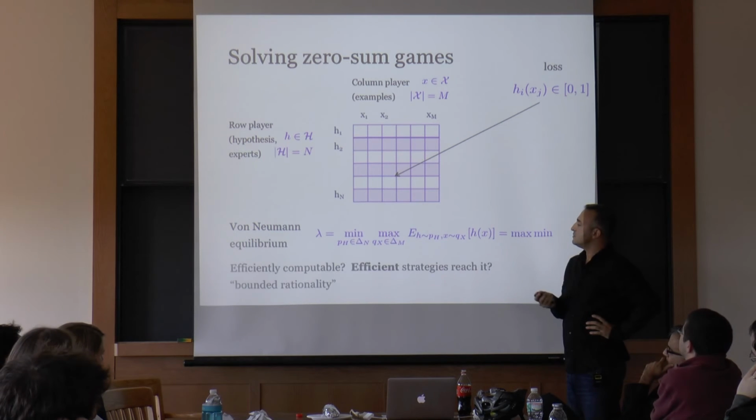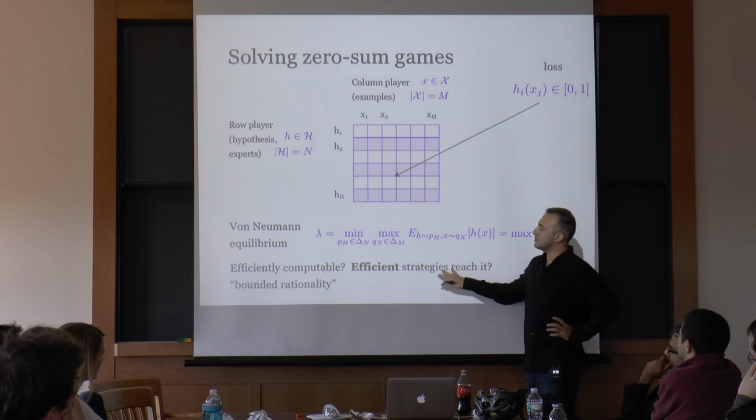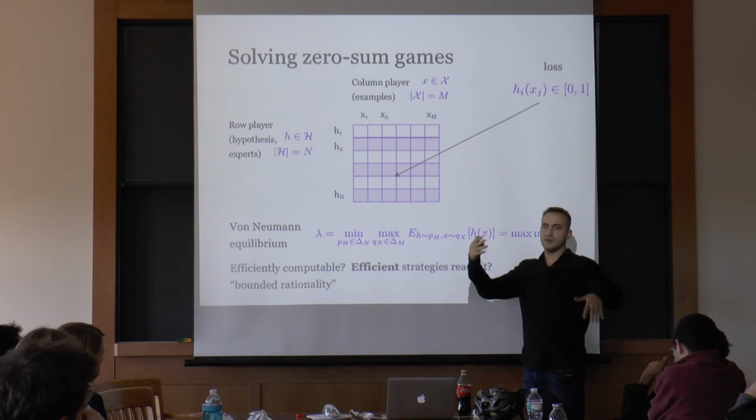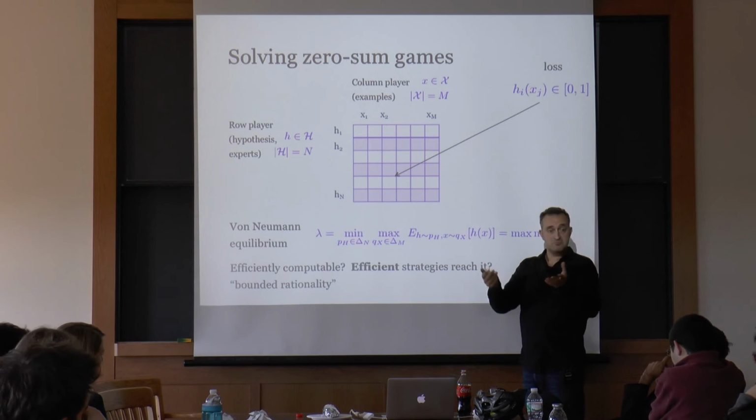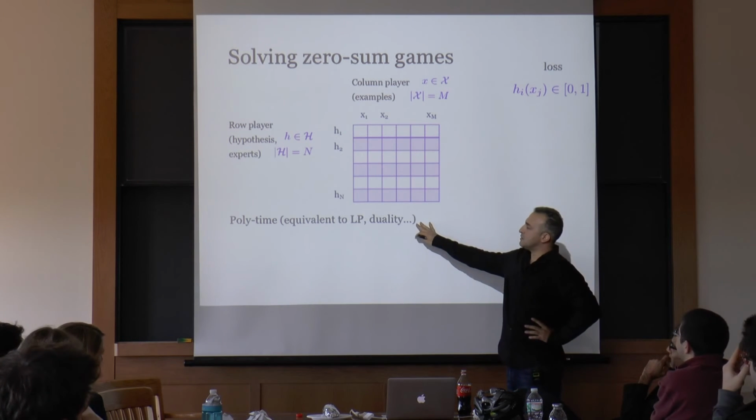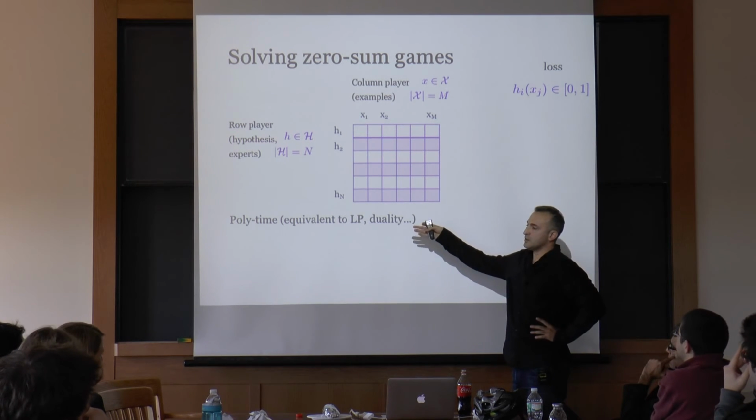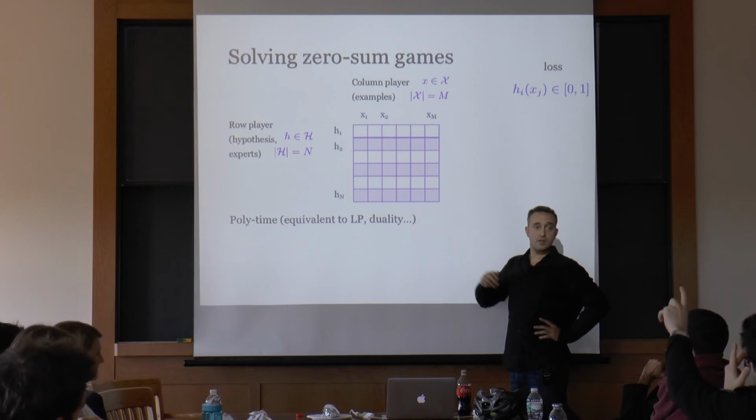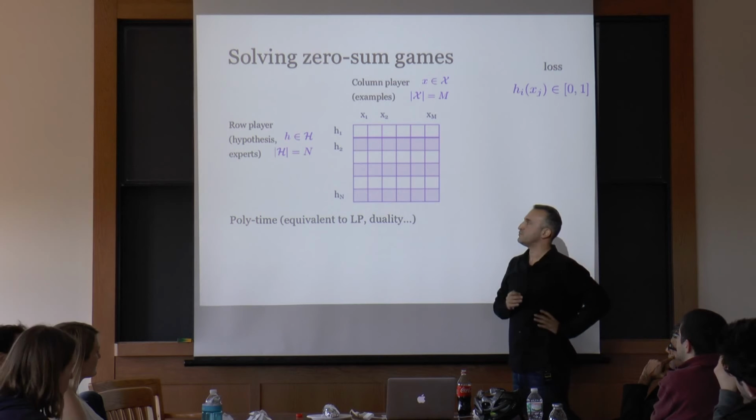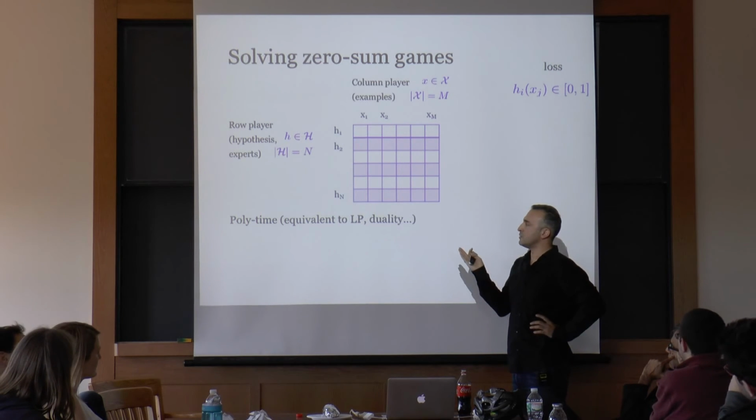And indeed, people have been asking the question, is this efficiently computable? And more interesting maybe, are there efficient strategies that if you play one against the other, they're going to converge to this equilibrium? As Amirali pointed out correctly, this is equivalent to linear programming. You can solve a linear program. The problem is the input is exponential. The input is huge. You have many, many strategies. You don't want to solve a linear program here.